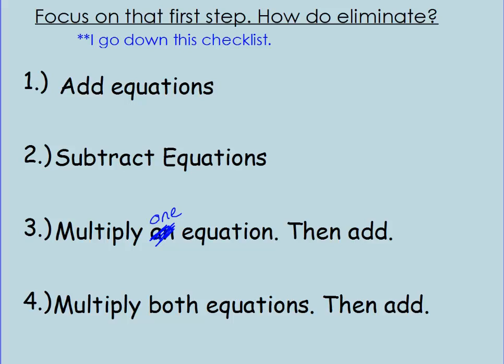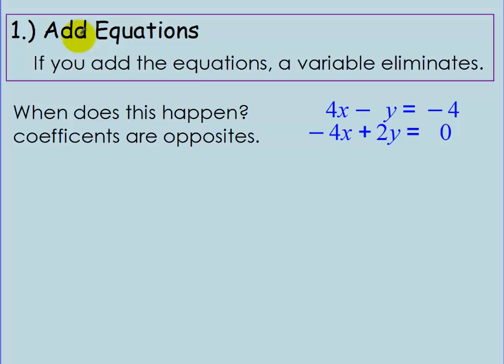These should be really nice in your notes. Very clear what these steps are. First step, adding equations. What does this mean? If you add the equations, a variable eliminates. I'm going to do an example right here, and this should be in your notes as well.